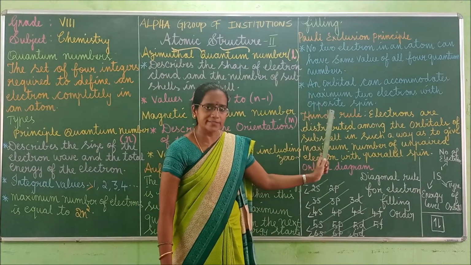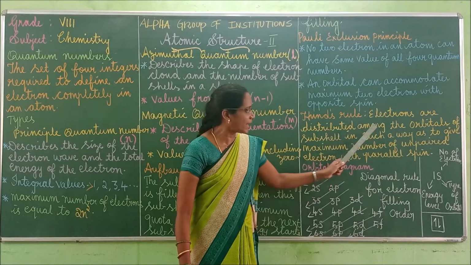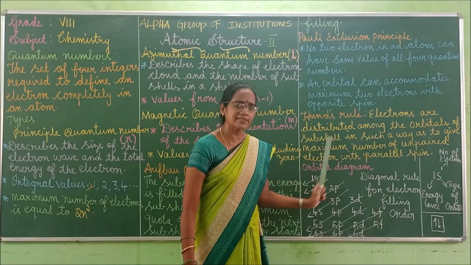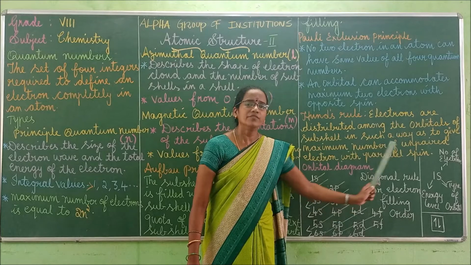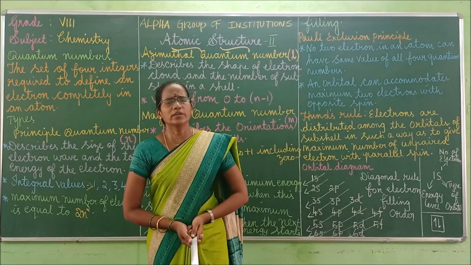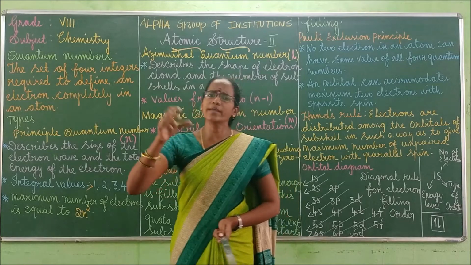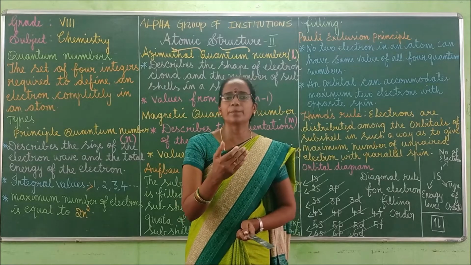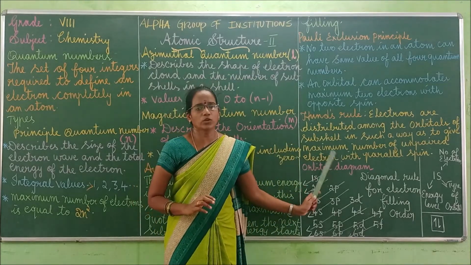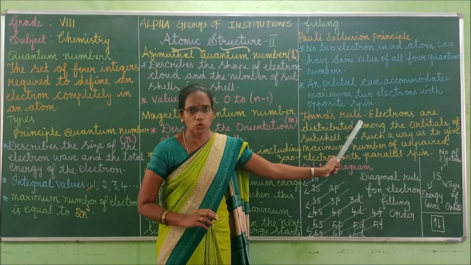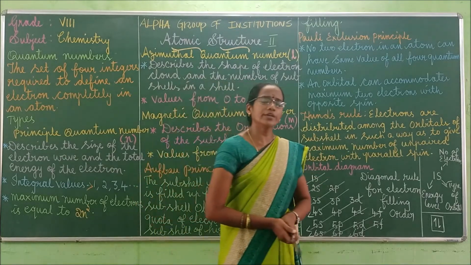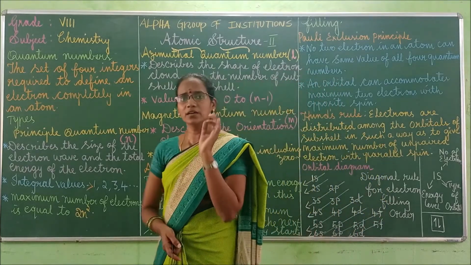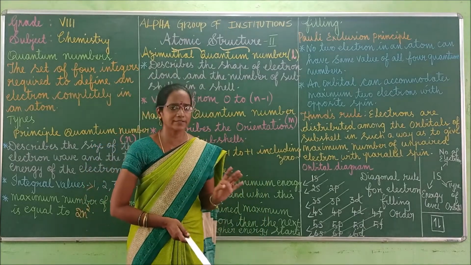So according to Hund's rule, electrons are distributed among the orbitals of a subshell in such a way as to give maximum number of unpaired electrons with parallel spin. Each electron goes into a different orbital in the same subshell before doubling up inside an orbital. This is the concept behind Hund's rule.